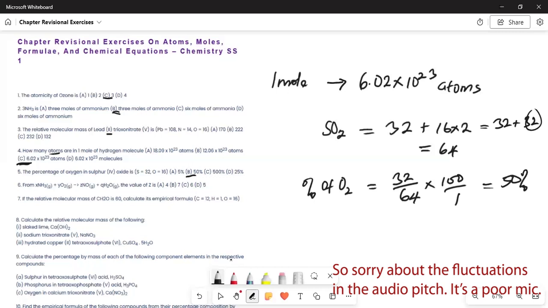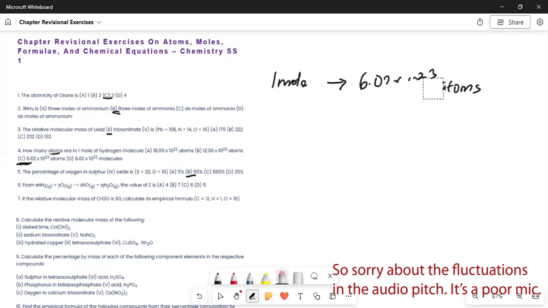Then question 6: from X NH3 gas plus Y O2 gas giving Z NO gas plus Q H2O gas, the value of Z is... As we are to balance this equation, all these letters in front, X, Y, Z, and Q, represent numerical coefficients of those substances or compounds. So how do we know those numerical coefficients? Let me rewrite it so we can balance it.